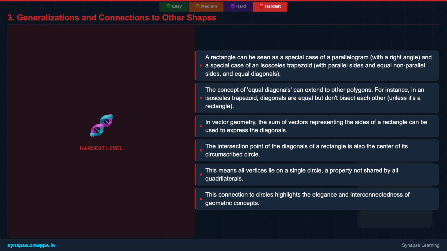The fact that the intersection point of a rectangle's diagonals is the center of its circumscribed circle is another profound insight. This means all four vertices lie on a single circle, a property not shared by most quadrilaterals. This characteristic links rectangles to circle geometry, opening up new avenues for problem-solving and demonstrating the universal beauty of mathematical relationships. Understanding these generalizations enhances your ability to classify and analyze complex figures.